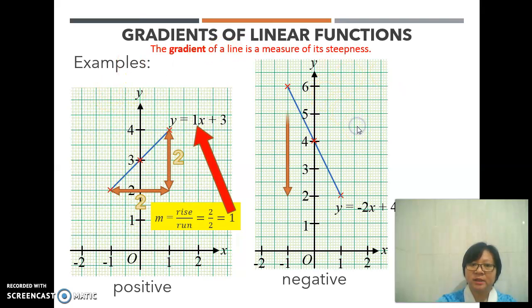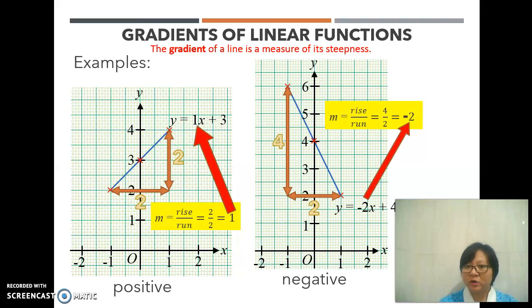Okay, next, the second example. Let's find the height of the rise, and the run or the base. So gradient is the ratio of the rise to the run. The rise is 4, the run is 2. So 4 divided by 2 equals 2. Don't forget the sign, the direction, negative. You can see the gradient just by looking at the linear function.